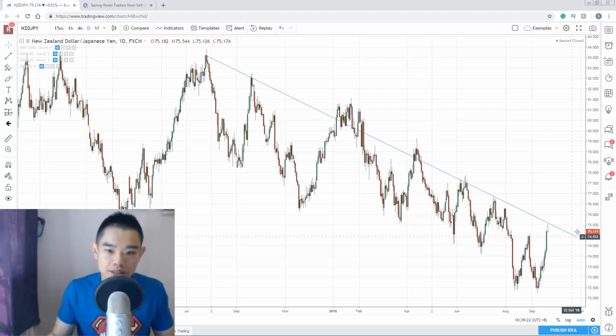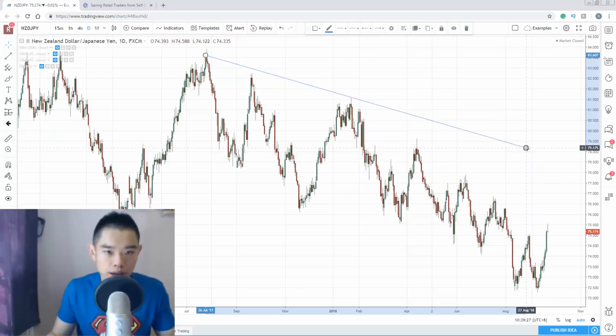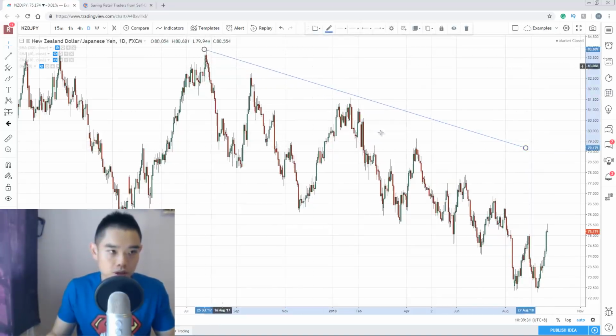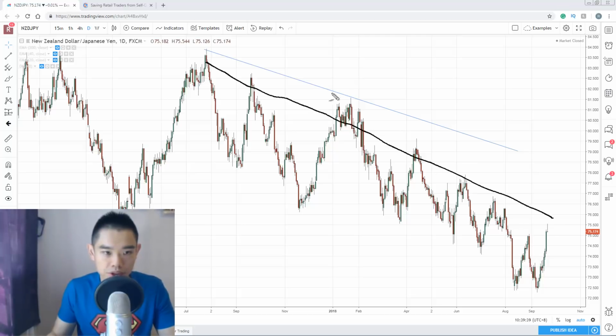What do I mean by this? One way you can go about it is that a lot of traders will just draw a trend line and put it at the extreme, something like this. If you do this, at the extreme, you would see that your trend line is not going to take into account the price action over here, this portion over here.